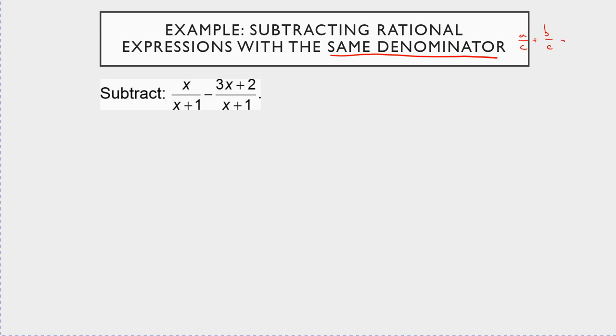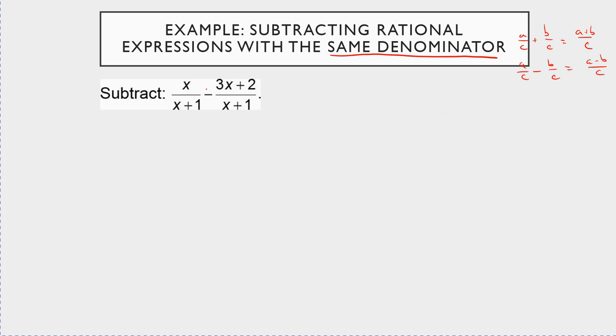So you go a plus b over c. And it's the same with subtraction. If you have a over c minus b over c, this is just a minus b over c. So you need to have a common denominator to add or subtract fractions. It's the same with rational expressions.